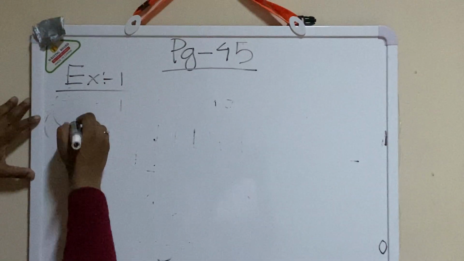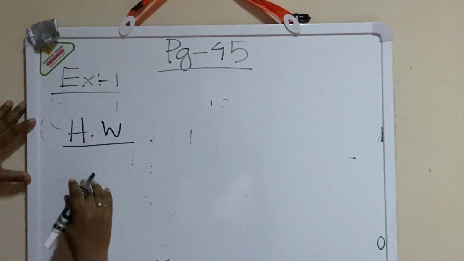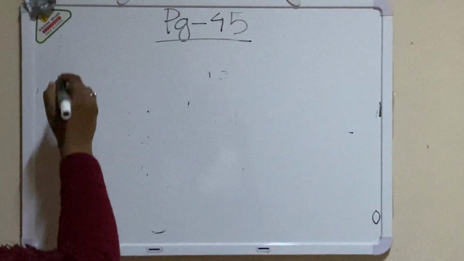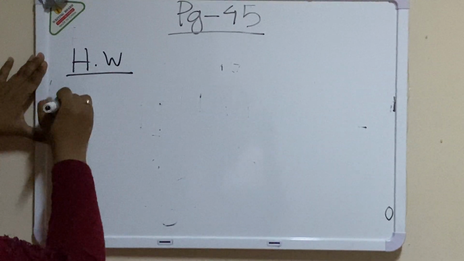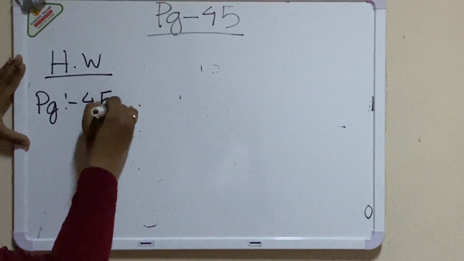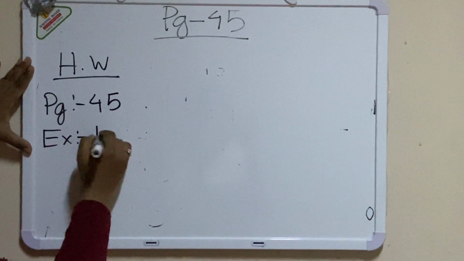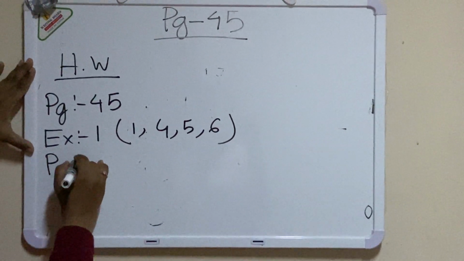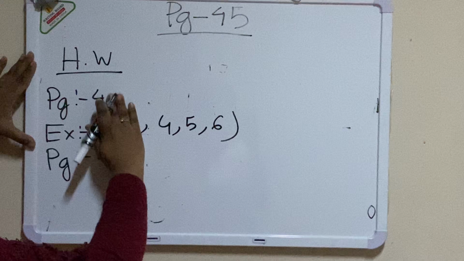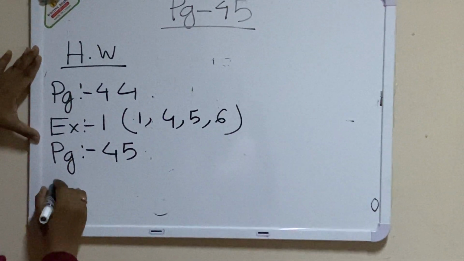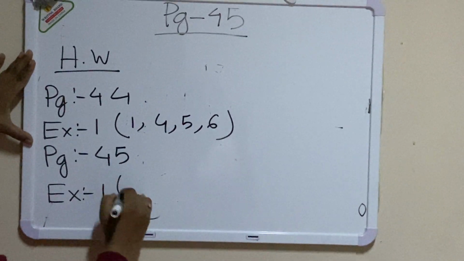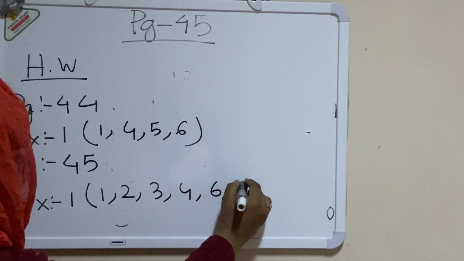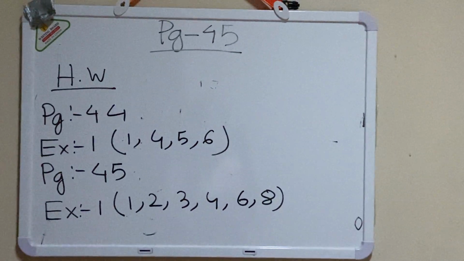And I am also giving homework. I also write the homework because I want to give you the other two numbers as homework. So at last, write the homework. Page number 45, exercise number 1, 4, 5, 6. Page number 40, sorry, this one 44, this one 45. Exercise number 1, 2, 3, 4, 6 and 8. Please try to do it by yourself.